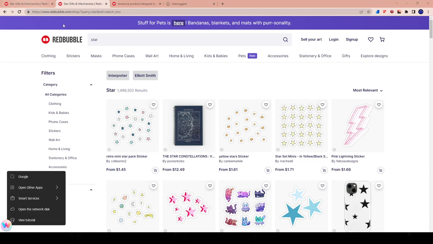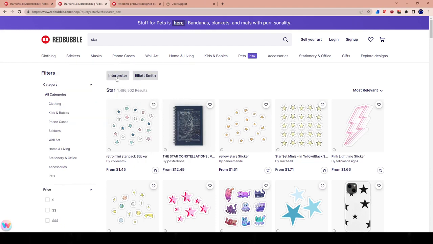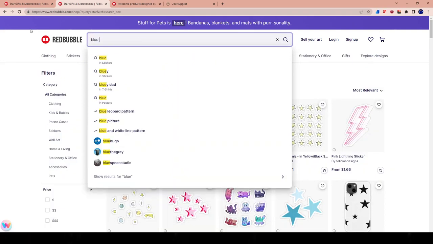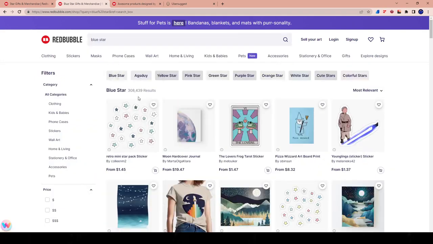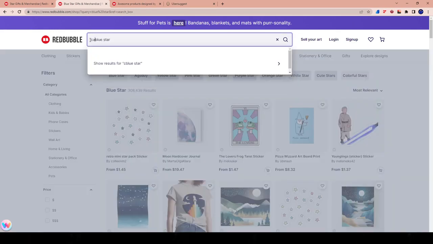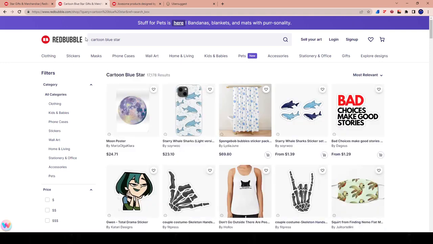I can give you guys a quick example. Here, I searched for the keyword star. Well, star has 1.496 million results, so roughly 1,500,000. Well, if I search for blue star, that number should go down. And indeed, it has 308,000 results. Let's say if I search for cartoon blue star, there should be even less results: 17,178 results. Now, what I'm trying to say here is that, yes, there are certain keywords that people can look for that are less competitive than others.